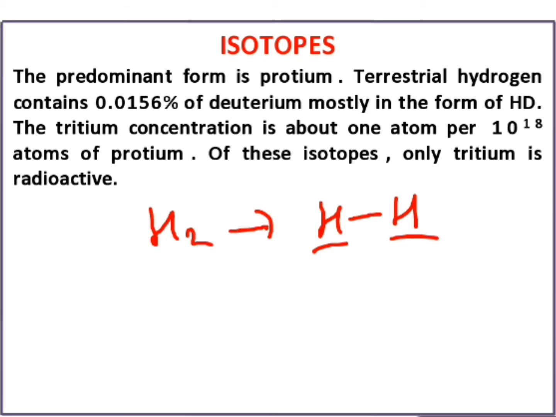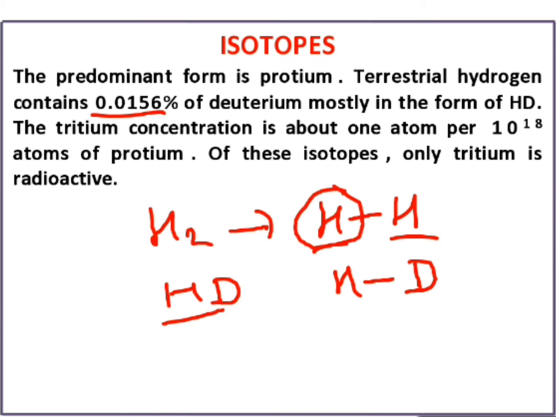If you collect a sample of hydrogen from the atmosphere, say 100 atoms of hydrogen, then about 0.01% of the hydrogen atoms will be deuterium. So sometimes it is present in the form of HD. HD means protium and deuterium. H is the symbol of protium and D for deuterium. So protium is the most abundant isotope.